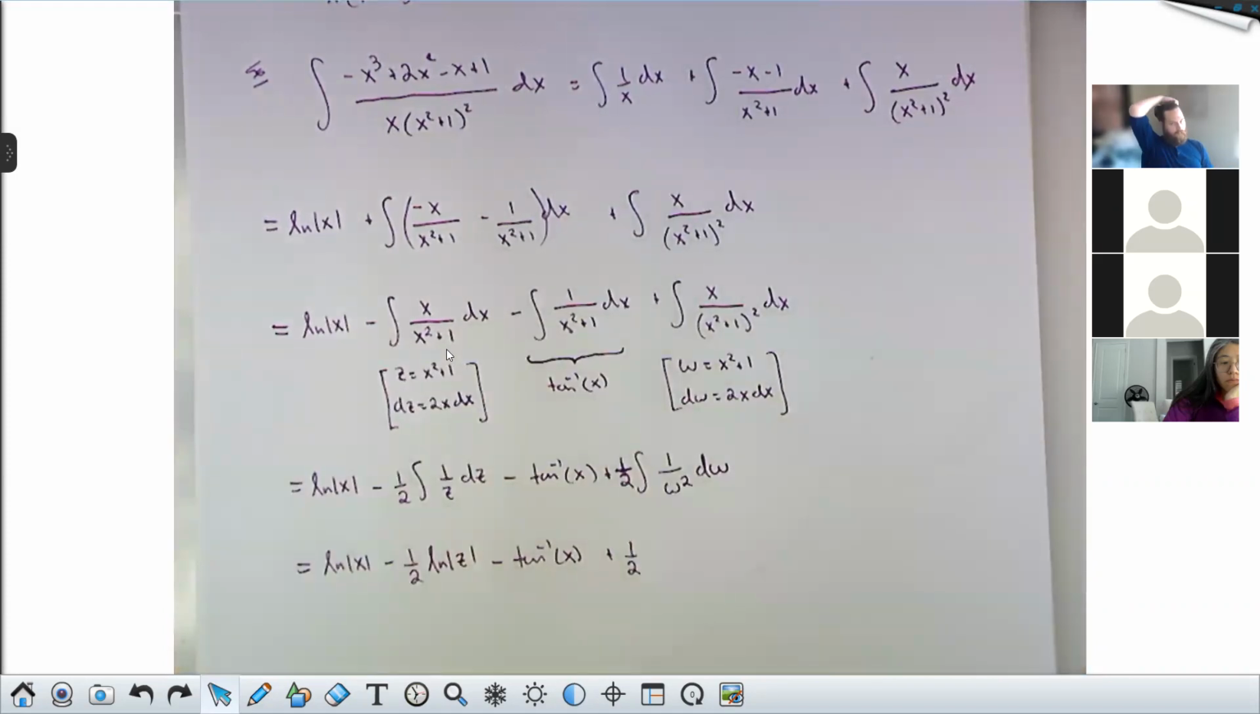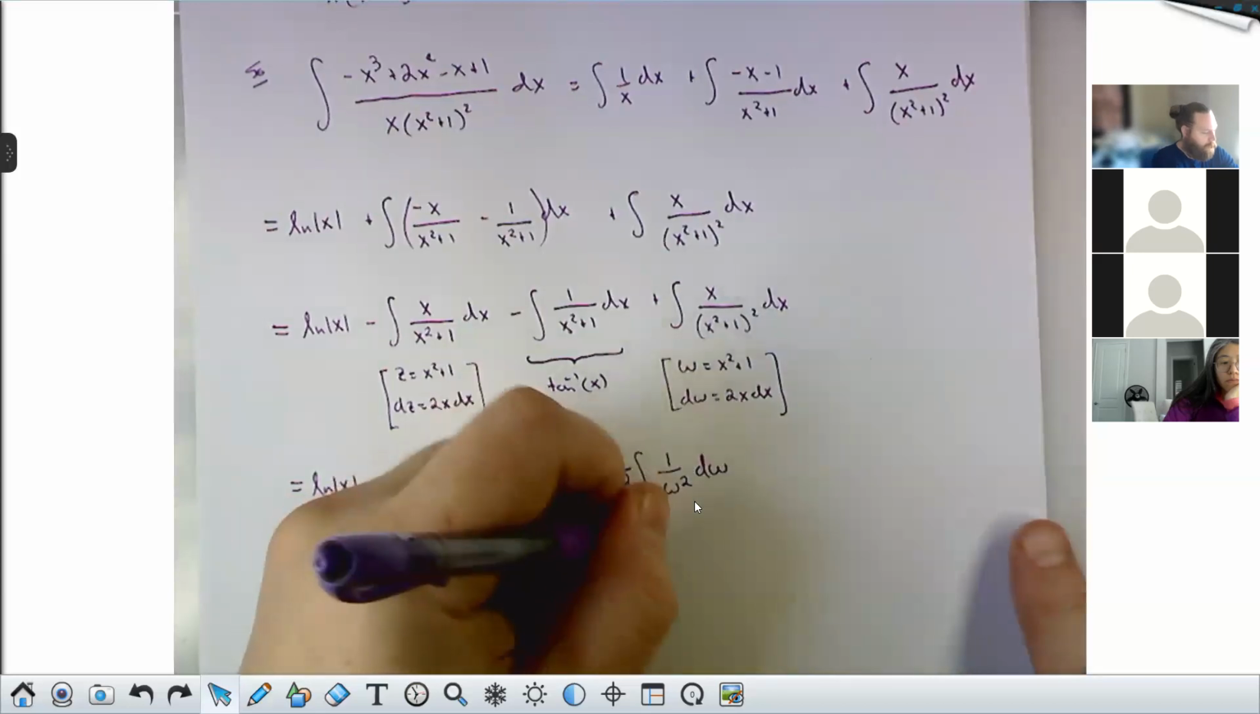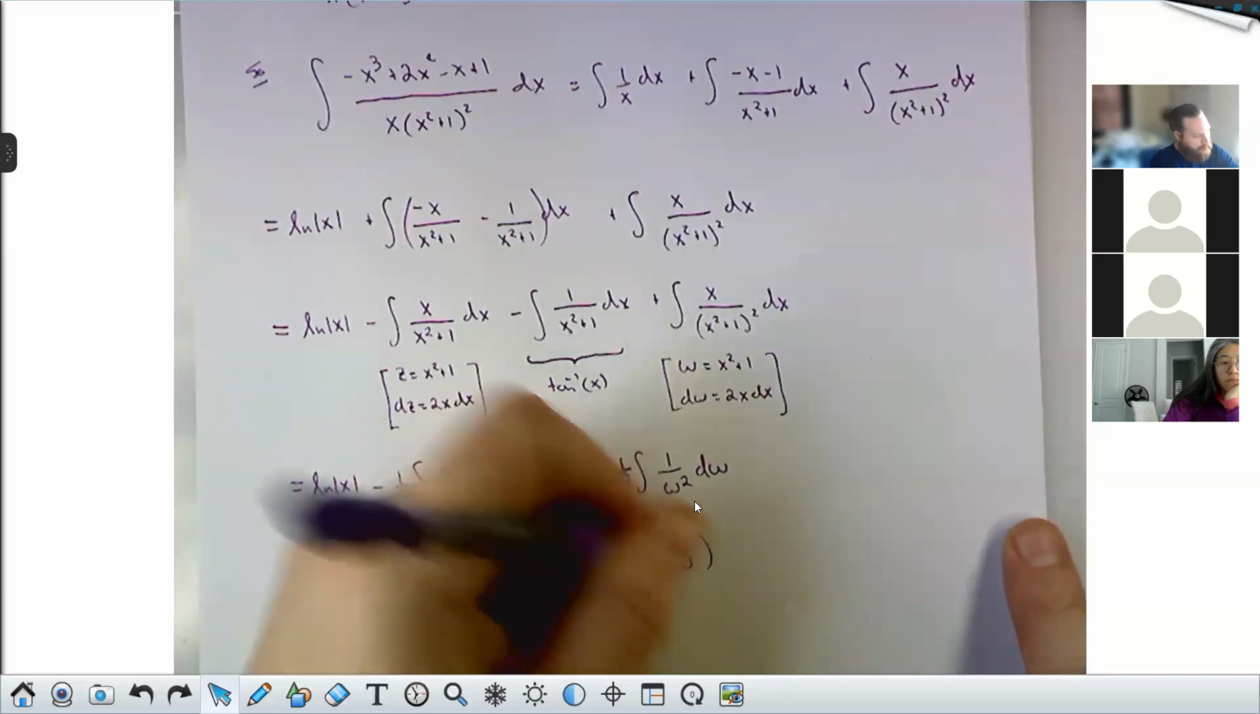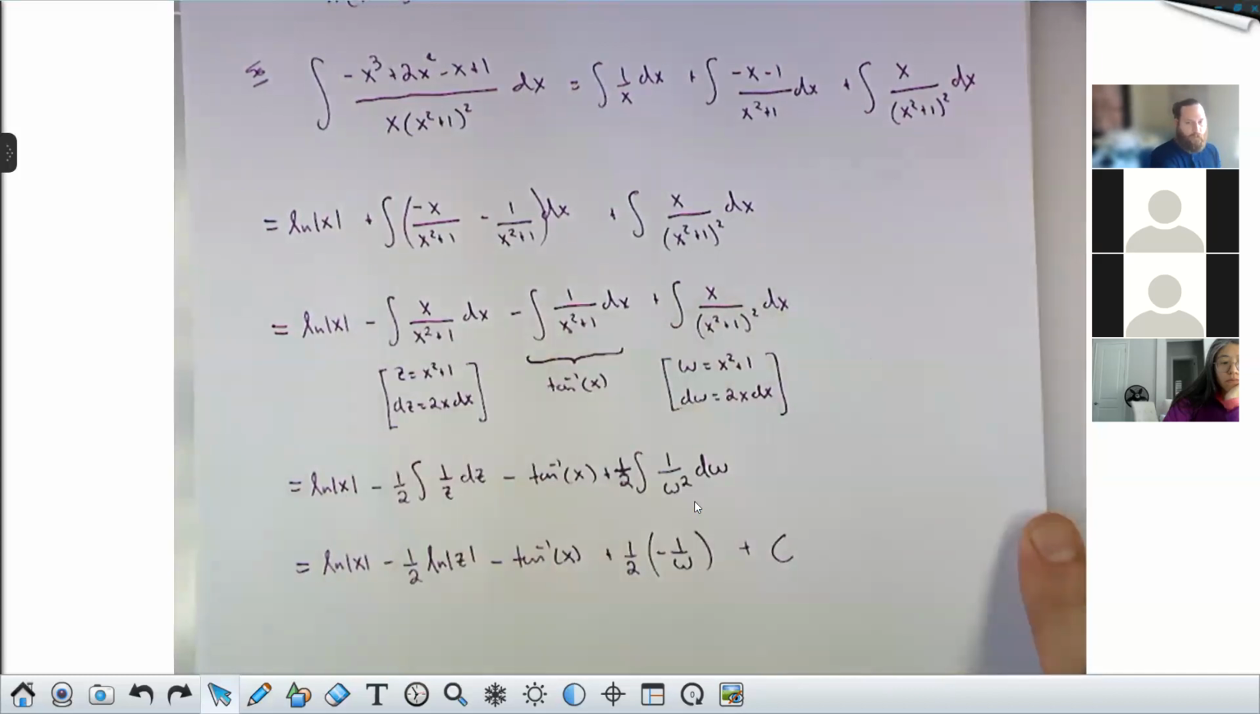What is the antiderivative or indefinite integral of 1 over w squared dw? So 1 over w squared is w to the negative 2. And if you apply the power rule to that, you get w to the negative 1 divided by negative 1, which is negative 1 over w. Now I write my plus c because there are no more integrals.